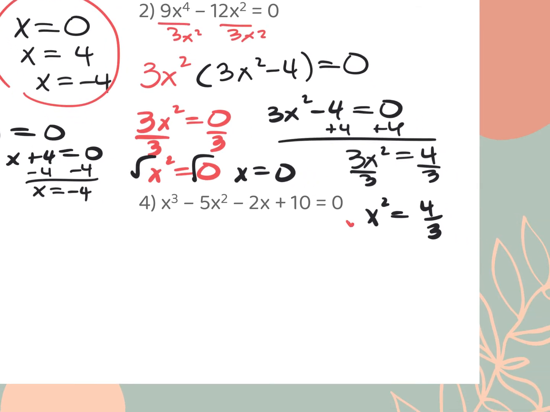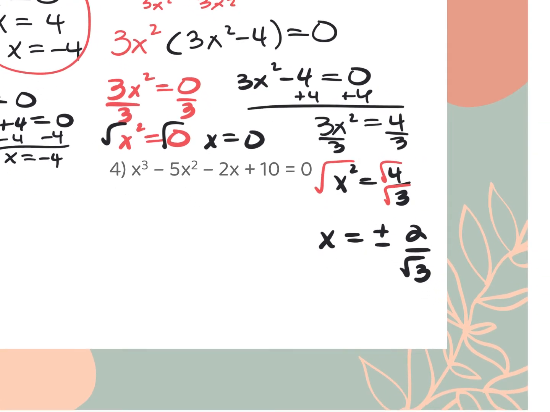Now, if it's easier for you to think of this as square rooting them separately, then I get x is equal to plus and minus, don't forget, 2 over the square root of 3. Remember, you can never ever leave a square root in the bottom of a fraction, so I need to rationalize this. So I'm going to go ahead and multiply the top and the bottom by the square root of 3. And then this finally gives me x equals plus and minus 2 square root 3 over 3.